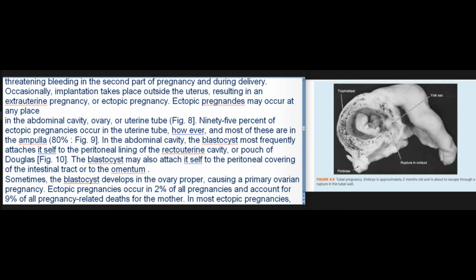In the abdominal cavity, the blastocyst most frequently attaches itself to the peritoneal lining of the rectouterine cavity, or pouch of Douglas, Fig. 10. The blastocyst may also attach itself to the peritoneal covering of the intestinal tract or to the omentum. Sometimes, the blastocyst develops in the ovary proper, causing a primary ovarian pregnancy. Ectopic pregnancies occur in 2% of all pregnancies and account for 9% of all pregnancy-related deaths for the mother.